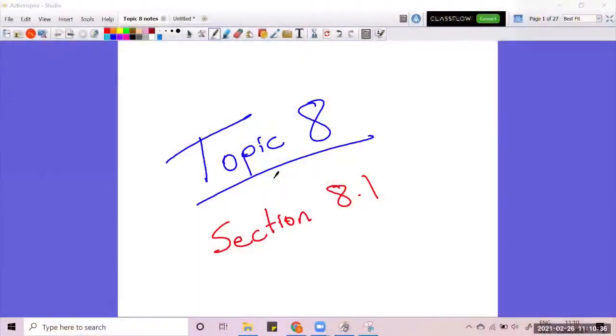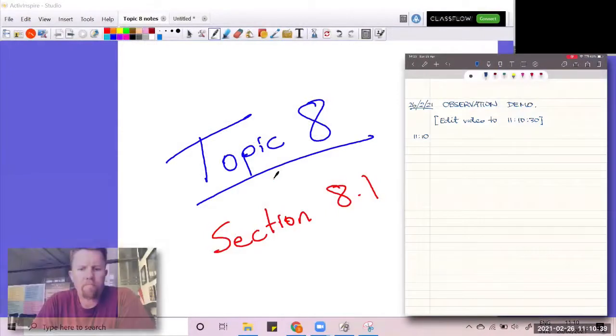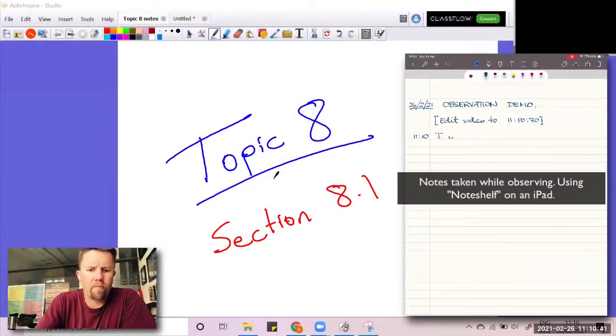I will talk a little bit throughout to describe what I'm doing, to give you some tips on how you might like to do it as well. So the first important part is the timestamp. It's really useful for the teacher when they read the information back to see the timestamps.